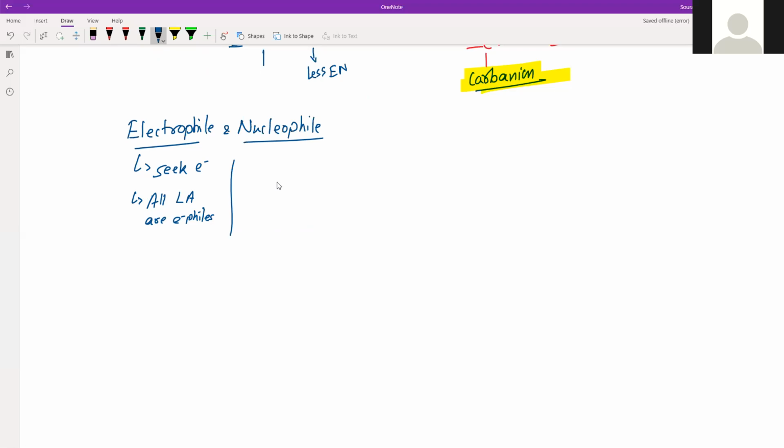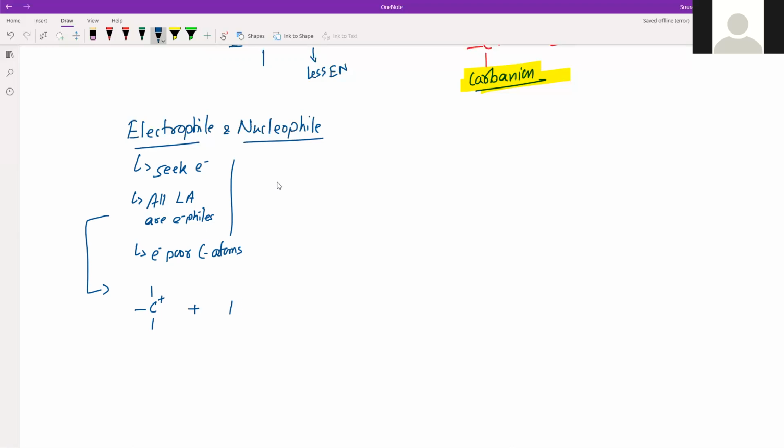Okay, so what we can say here is all Lewis acids are those that seek electrons, or electron-poor carbon atoms. If it is electron poor, it will try to attract electrons. So we'll have examples of Lewis acids. For example, if it is like this, that means there is a positive charge.